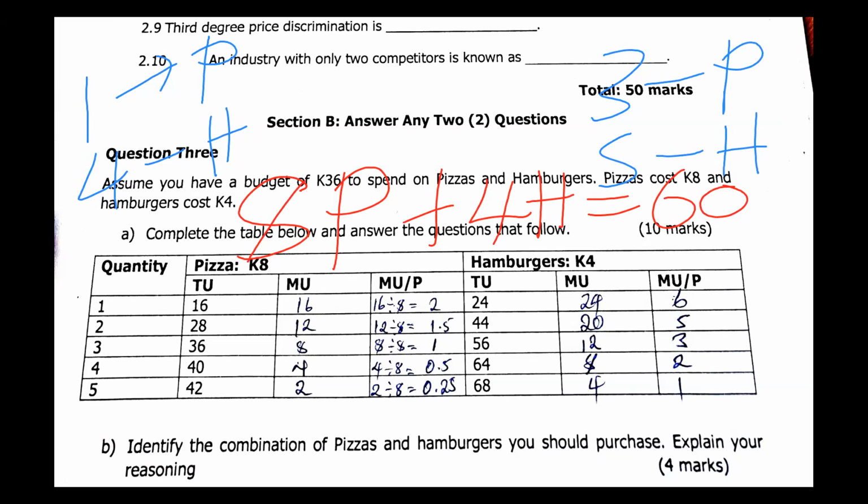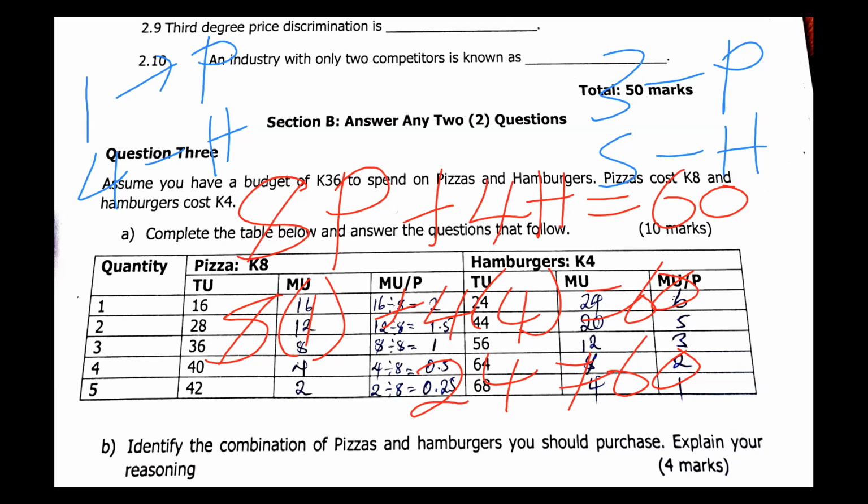Okay, so we substitute them into the same equation. We start with the first one: 8 times 1 plus 4 times 4 equals 24, not equal to 60. So now your budget is 60 kwacha, but your combination requires you to spend only 24 kwacha, which means you can still afford this bundle, right? Yes, you can still afford the bundle.